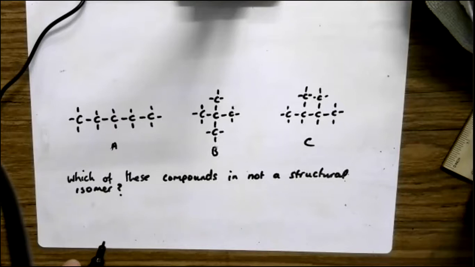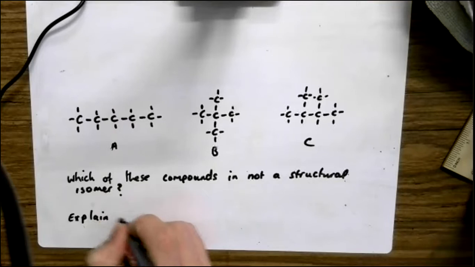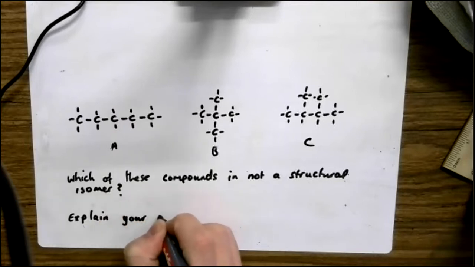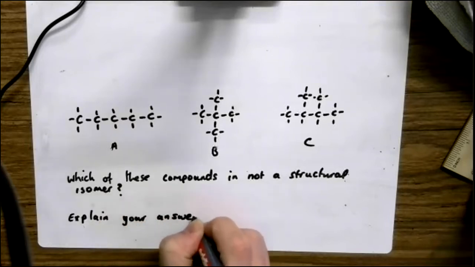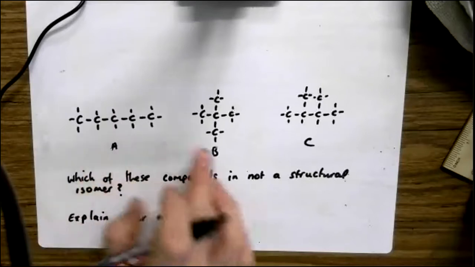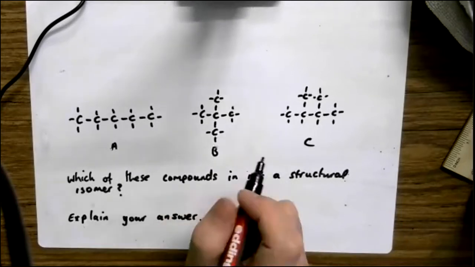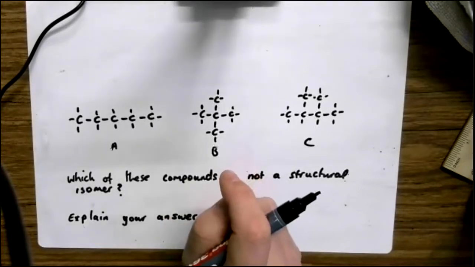Now, you should only be watching the video if you have tried to tell me which one is not a structural isomer. The next thing I want you to do is explain your answer. In a sentence, explain why you've chosen the one you did. Pause the video and explain your answer. Okay, you should be watching the video now if you have said which one is not an isomer and you have explained your answer.